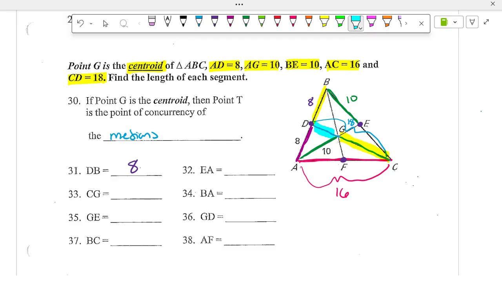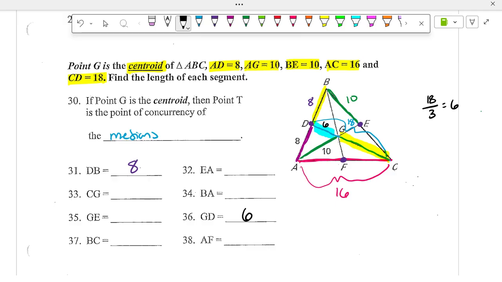So if the small segment is 1/3 of the whole and the whole is equal to 18, what's the length of the small? 6. Why? 18 divided by 3, 6. So this is 6. So GD is 6. All we did was 18 divided by 3.